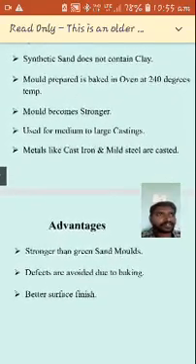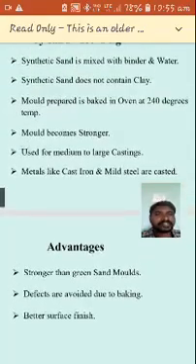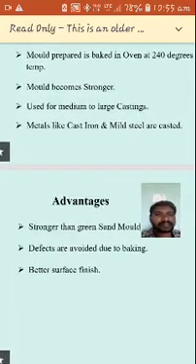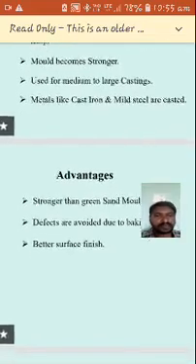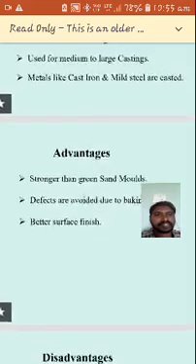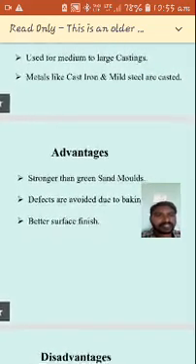So the mold becomes stronger. Why? Because it is in a wet state, and in the dry state it becomes stronger. It is used for medium to large castings. Metals like cast iron and mild steels are casted.